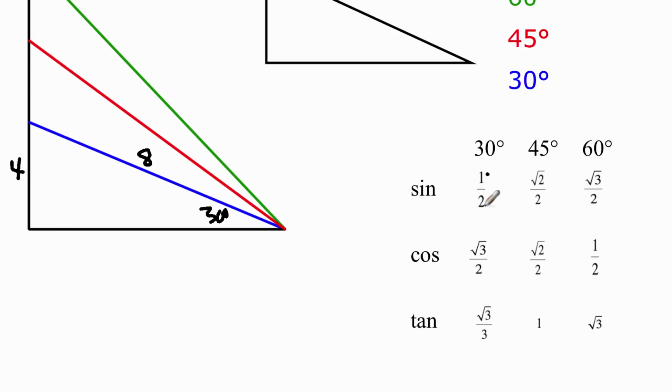Quick way to memorize it: the sine row, they're always 2 on the bottom. Cos, they're always 2 on the bottom. And then they go from 1, root 2, root 3. Root 3, root 2, root 1. See the progression there? So those first 2 rows are pretty easy to memorize. And then the last one, I don't know, I just have to memorize it. It's root 3 over 3, 1, and root 3.